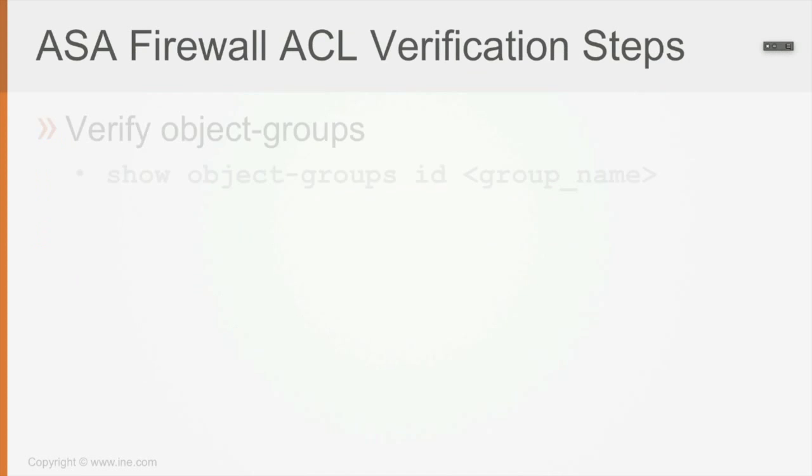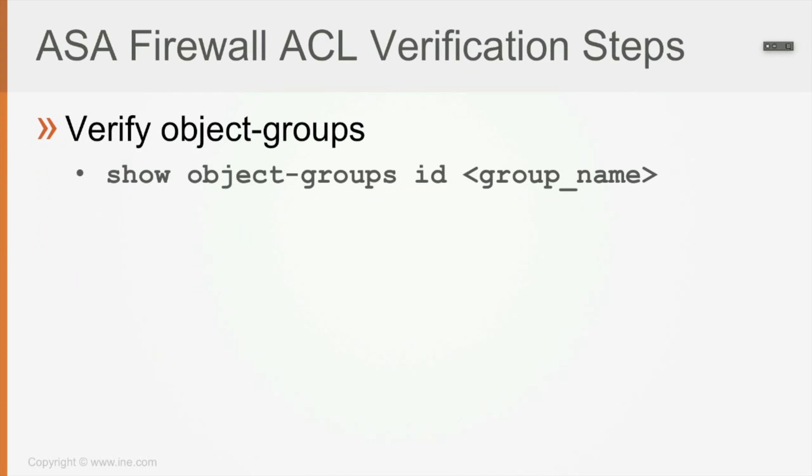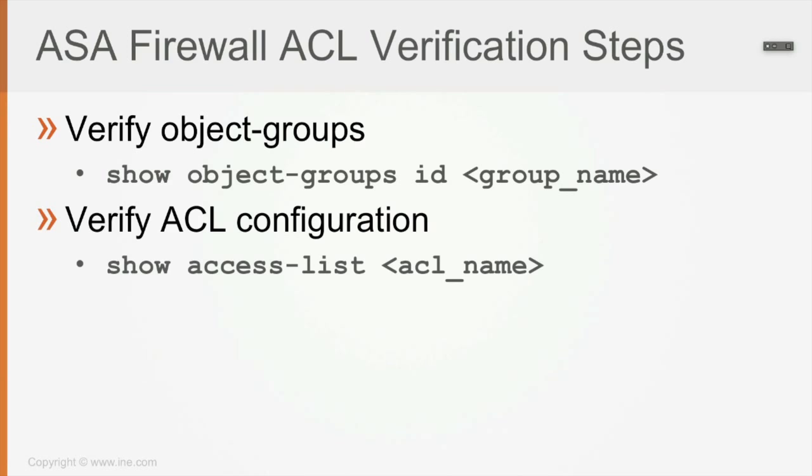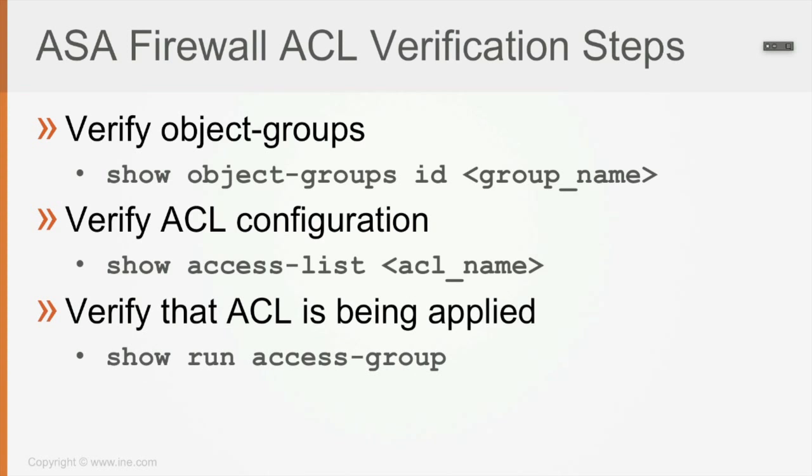From the verification point of view, if you want to verify the object groups, you say show object-group id and the name of the object group. You can verify ACL configuration by saying show access-list to make sure that what you have configured shows up properly on the ASA. And you verify if the ACL is applied correctly using the show run access-group command.